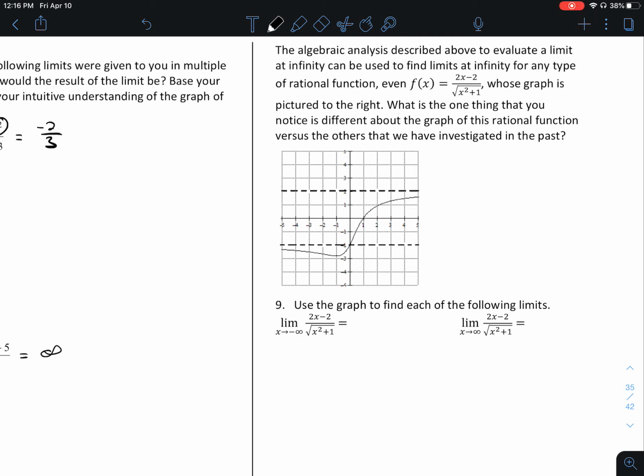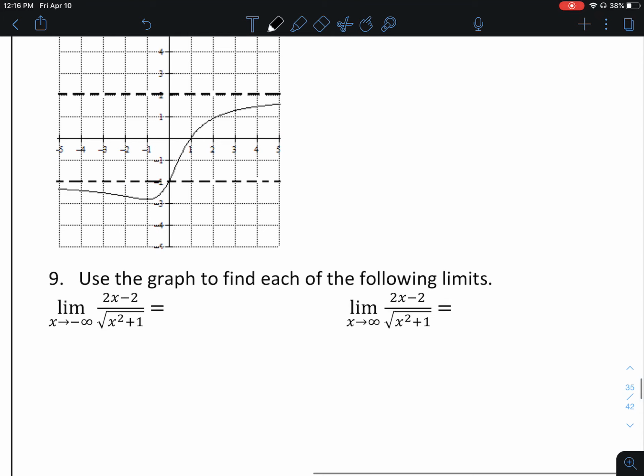Okay, what is one thing that you notice is different about the graph of this rational function versus what we learned in the past? Well, this has two horizontal asymptotes. And I don't think we've ever encountered that before. Just looking at this picture, as x goes to the left forever, this graph's getting closer to the horizontal line y equals -2. As x goes to the right forever, it's getting closer to the horizontal line of +2.